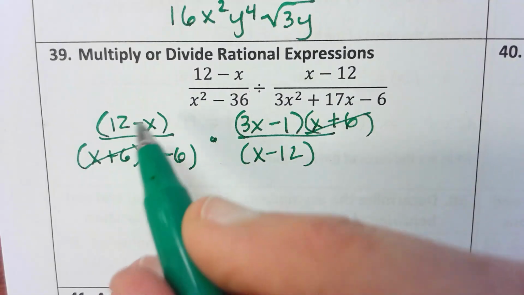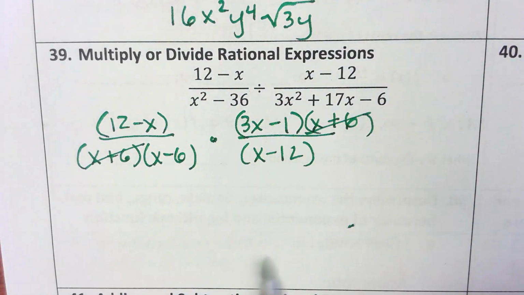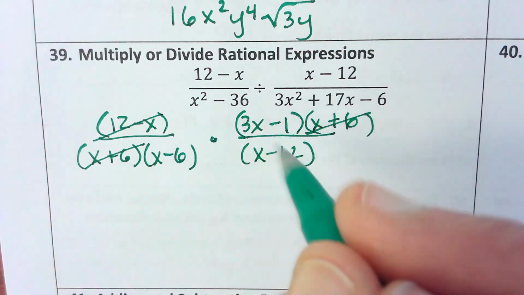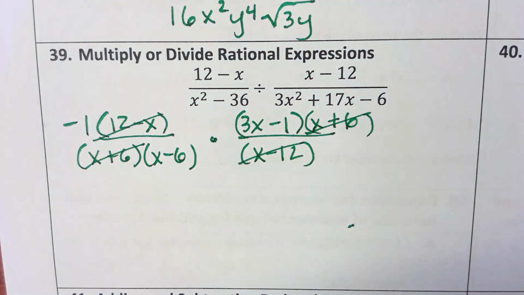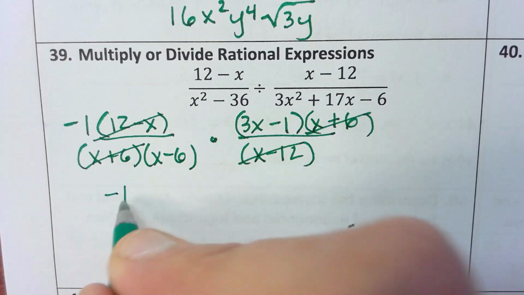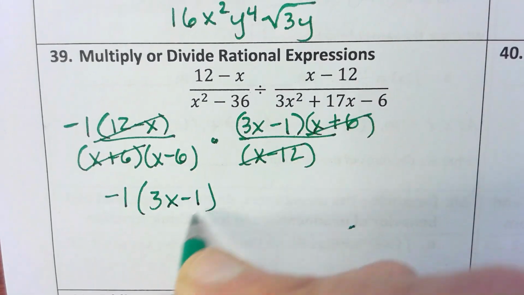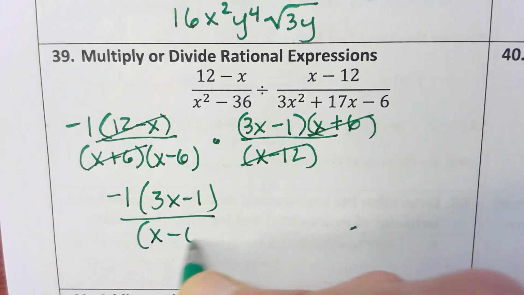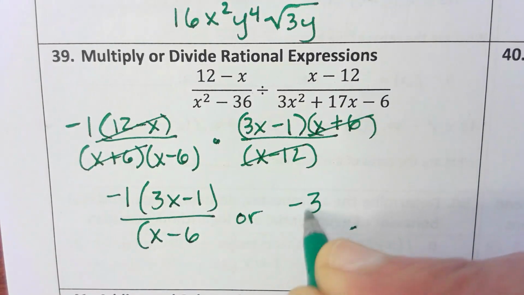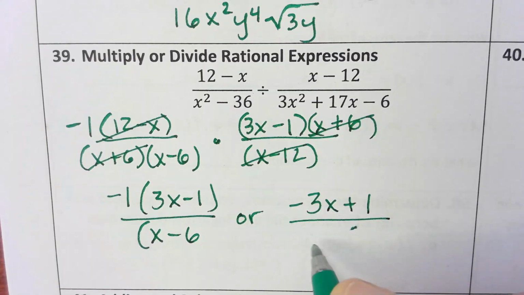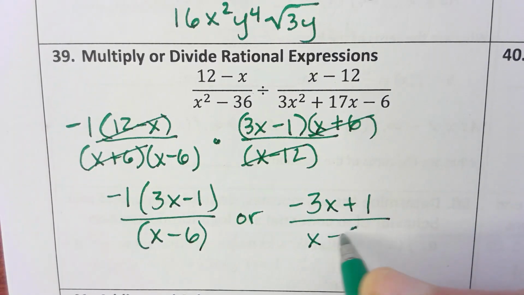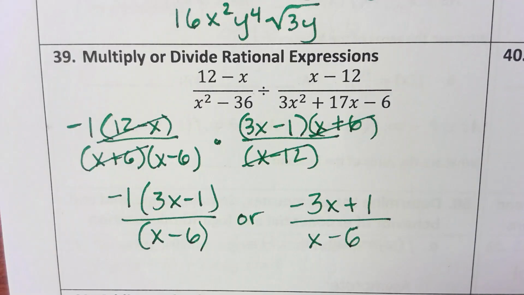Yes, you can cancel 12 minus x and x minus 12. They're not equivalent, but they will simplify to negative 1. So this becomes negative 1 times 3x minus 1 over x minus 6. Or if you want to distribute the negative 1, it's negative 3x plus 1 over x minus 6. Either one of those answers would be appropriate.